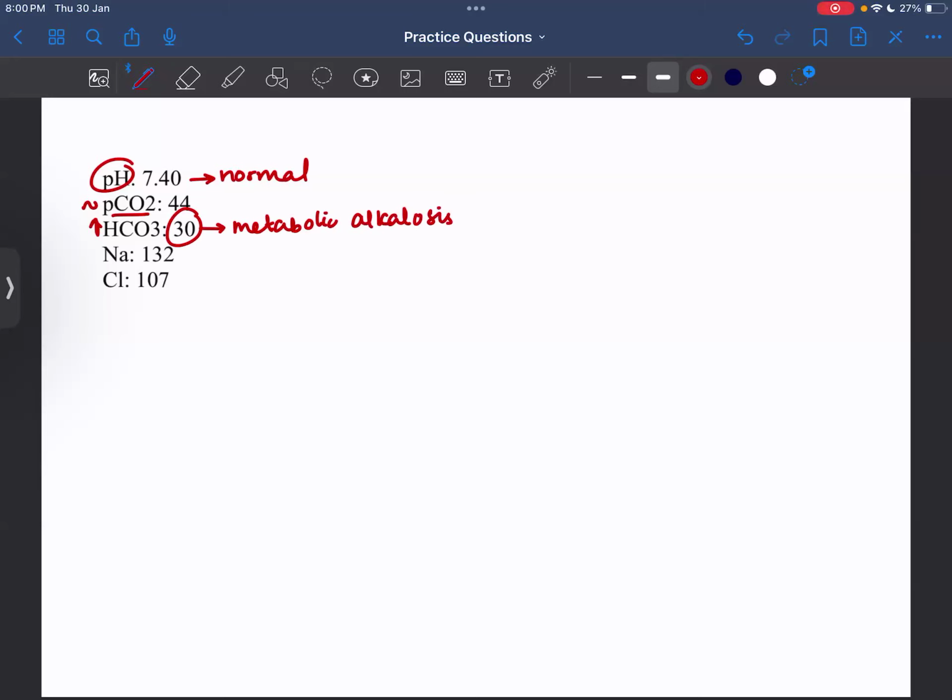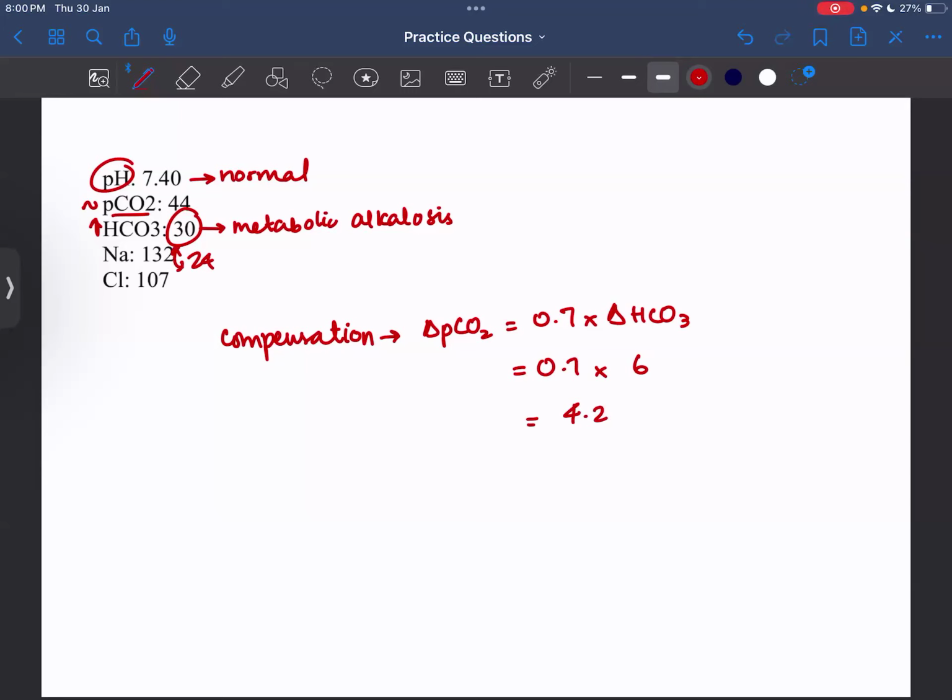Okay, when we have metabolic alkalosis, we can now calculate the compensation. What is the formula for compensation for metabolic alkalosis? It is change in PCO2 equals 0.7 times change in bicarb. Okay, so let's calculate that. 0.7 times the change in bicarb, where the normal bicarb is supposed to be 24. The change is going to be 6. Okay, 0.7 times 6 is 4.2.